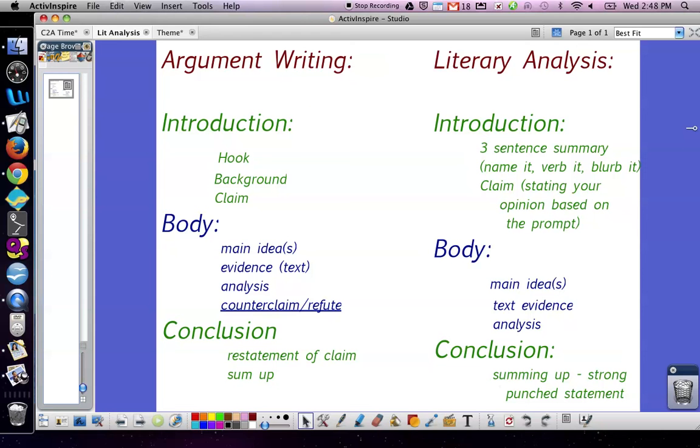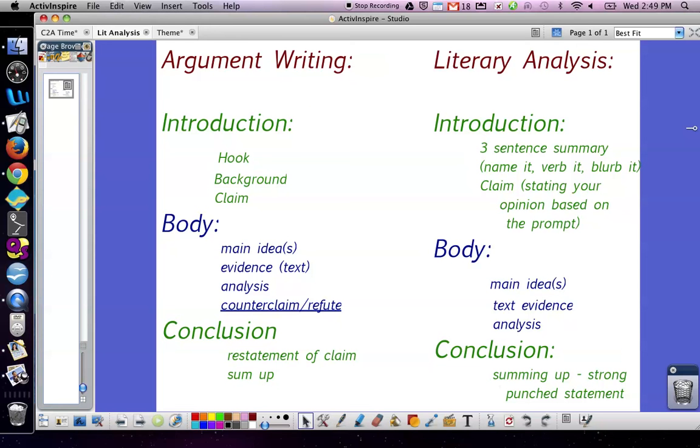You might start with a name it, verb it, blurb it, and then give a few more details about the story that you're reading, because a literary analysis is all about a story, all about a piece of literature. So you want your reader to know at least a little bit about what this story is about in case they're unfamiliar with it. Like argument writing, your introduction is also going to have a claim. And the claim is going to be stating your opinion based on the prompt. So if the prompt tells you to analyze the theme of the story, your claim is going to state what you think the theme is.